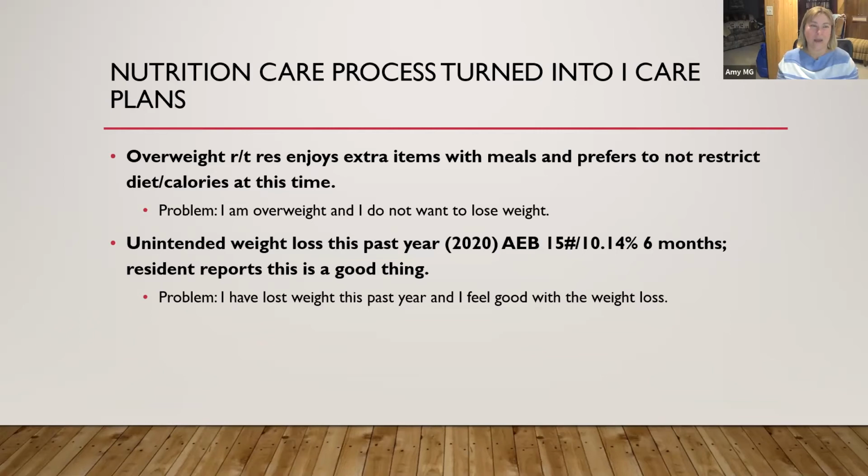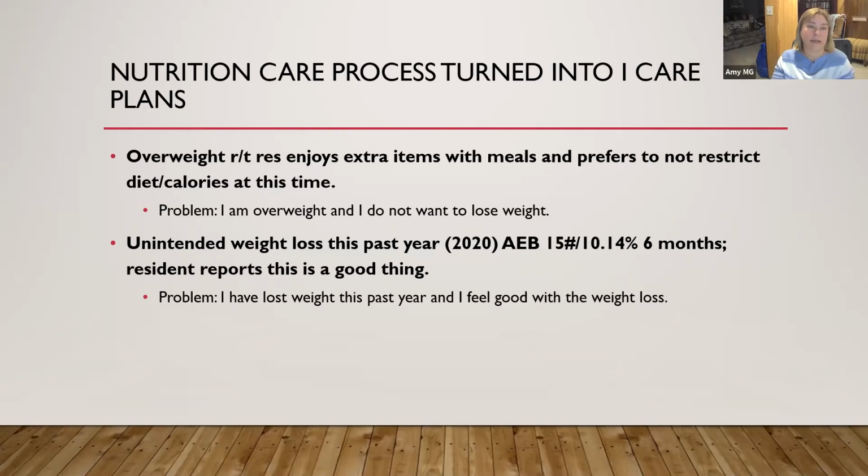So that's what the care plan is meant to be, that any person can read the problem, read the goal, and understand the interventions. And as you can see, also an unintended weight loss in this past year, as evidenced by 15 pounds or 10% in 6 months. Resident reports this is a good thing, and I turned it into, "I have lost weight this past year and I feel good with the weight loss." And that's what the resident believes.